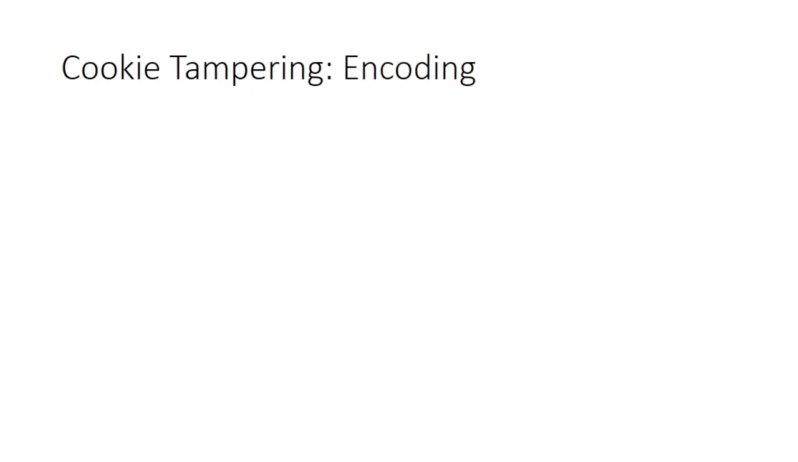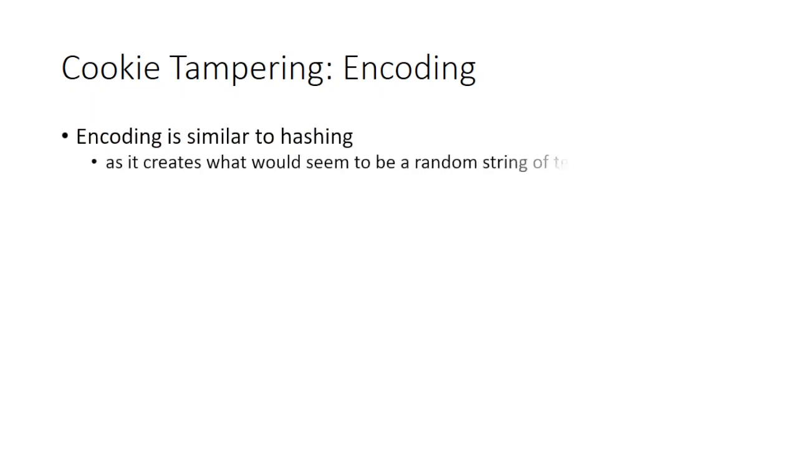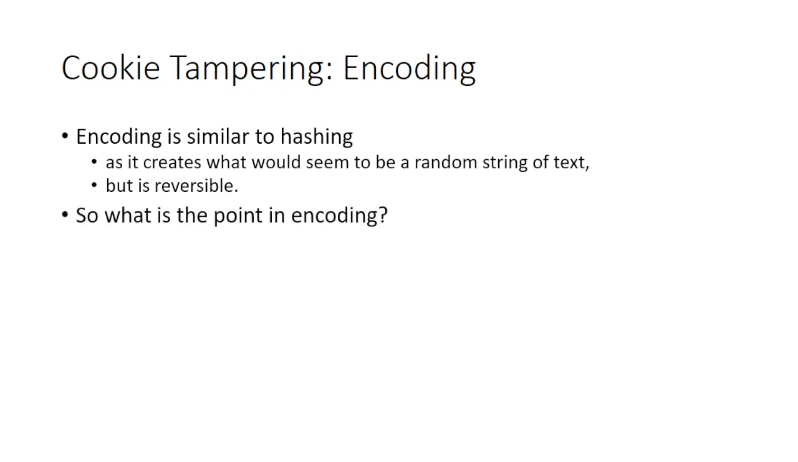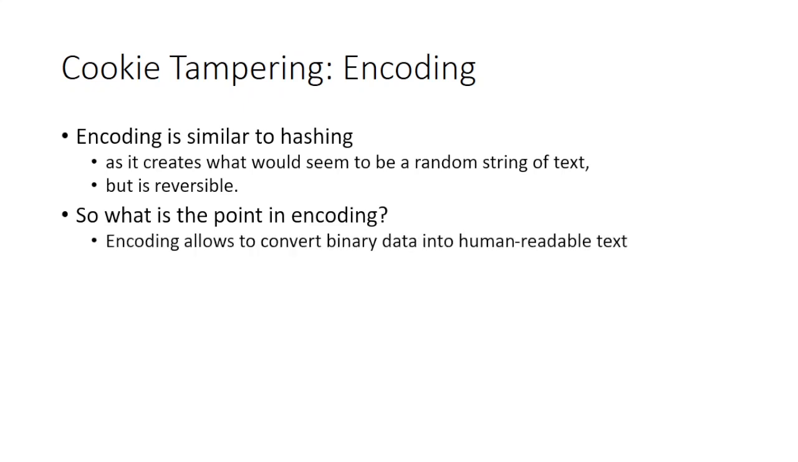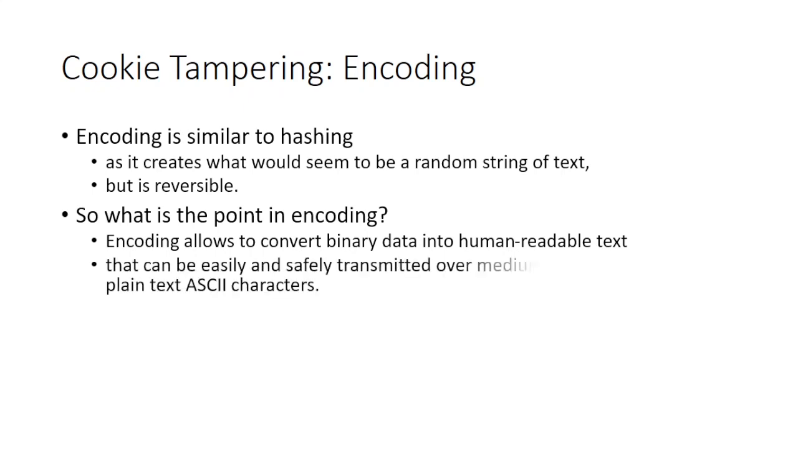Then there is also encoding. Encoding is somewhat similar to hashing in that it creates what would seem to be a random string of text. However, it is reversible. So what is the point in encoding? The point is to convert binary data into human readable text that can be easily and safely transmitted over mediums that only support plain text ASCII characters.